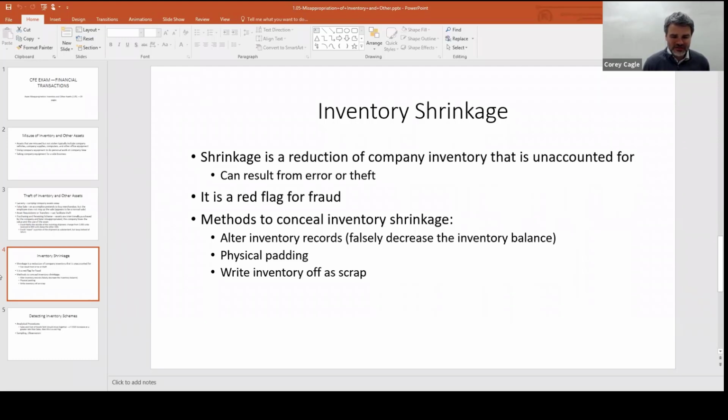The methods to conceal it are kind of interesting. Physical padding, sticking empty boxes in there that makes it look like something's in there. And I've seen some interesting stories on ways to hide inventory that's been stolen. Filling boxes with bricks.